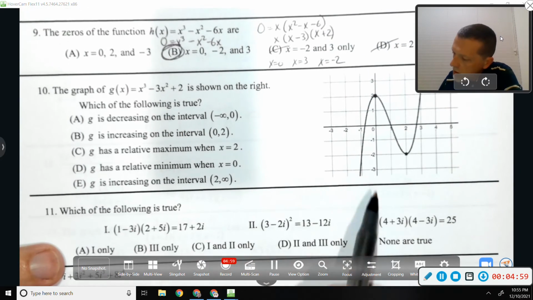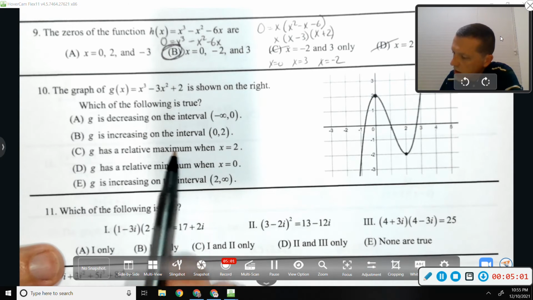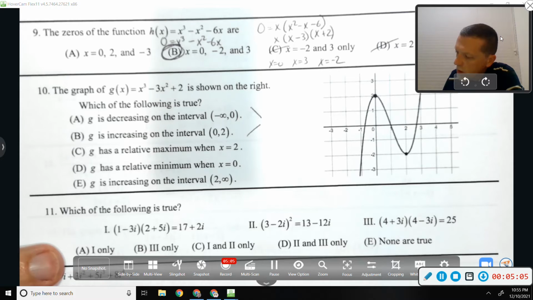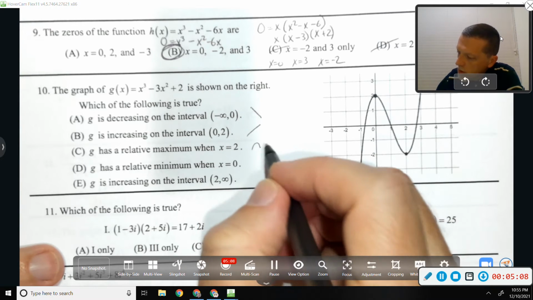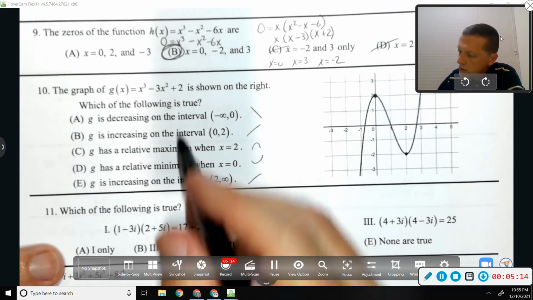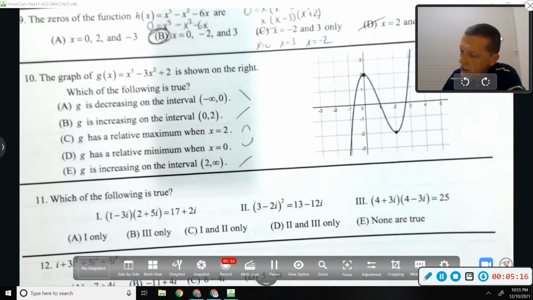Number 10, given a graph, that should be not too bad. Decreasing meaning going down, increasing meaning going up. Relative maximum is the top of a hill. Relative minimum is the bottom of a valley. And increasing means going up. So figure out which one of those is right.